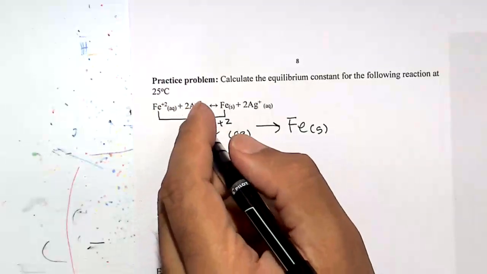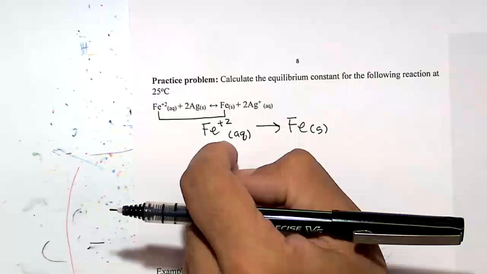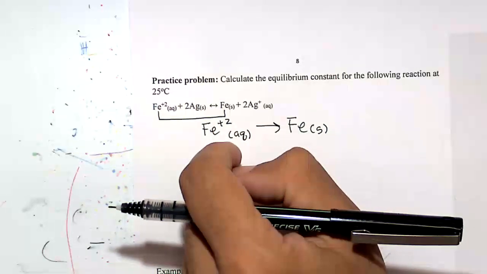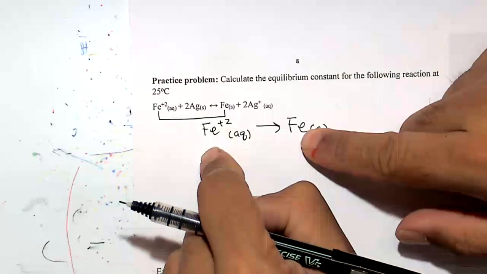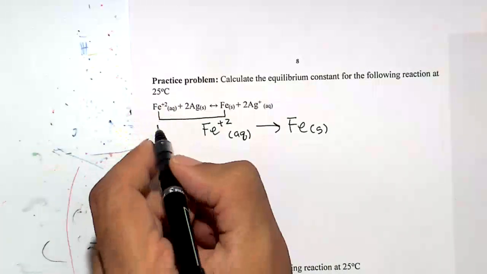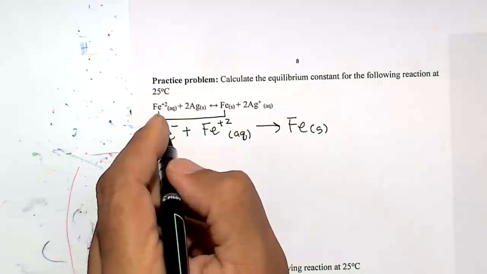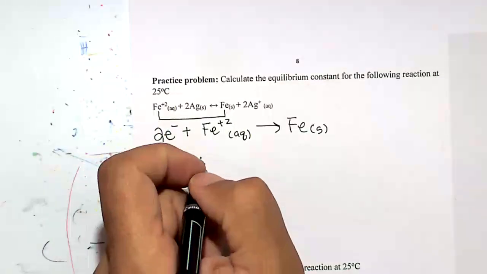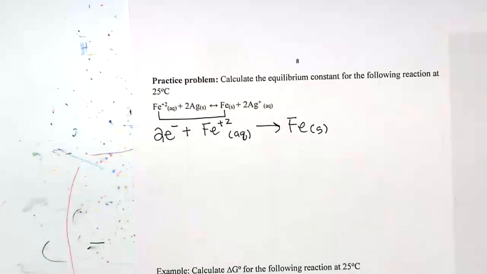All right, we want to break this down into oxidation and reduction. So how many electrons and where do we need to put them for this to be balanced? We got 1 Fe, 1 Fe. And how many electrons do we need to balance it? Okay, 2 on the reactant side. Okay, very good. Is this oxidation or reduction?